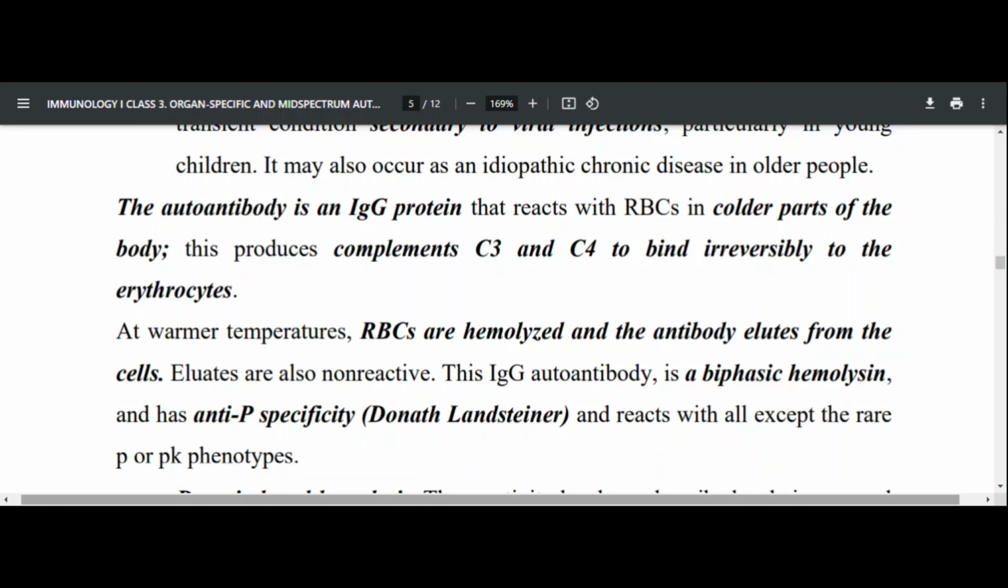So in this condition, you can see now that even though this antibody is a biphasic hemolysin, it is not detected in eluates. It is able to destroy RBCs at the warmer temperature of the body, but it elutes from the RBCs immediately. So when you collect a blood sample, you can't find it on red blood cells. You can only find complement there. So that's why we say the eluate is non-reactive.